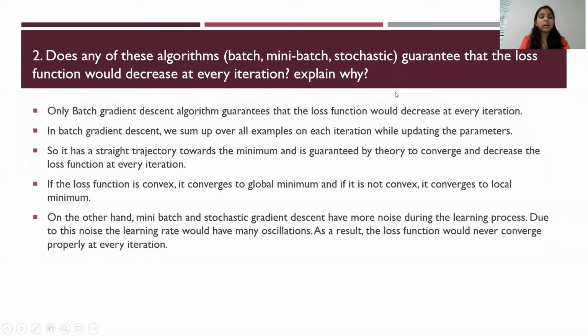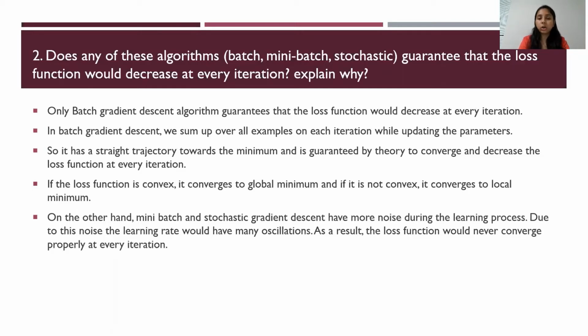For the second question, we have, does any of these algorithms, batch, mini-batch, stochastic, guarantee that the loss function would decrease at every iteration? Explain why. Only the batch gradient descent algorithm guarantees that the loss function would decrease at every iteration. In the batch descent method, all the examples are summed up at each iteration while updating the parameters. So it has a straight trajectory towards the minimum and is guaranteed by theory to converge and decrease the loss function at every iteration.